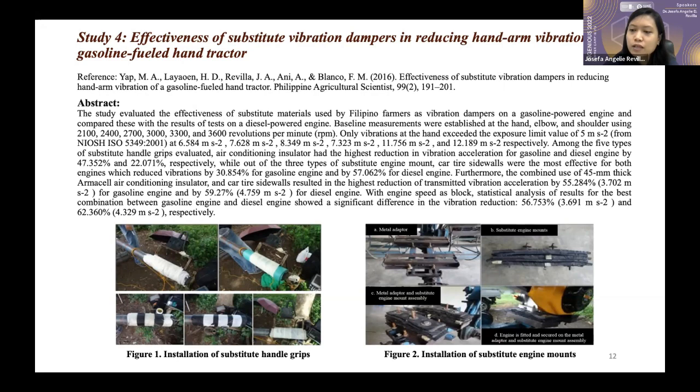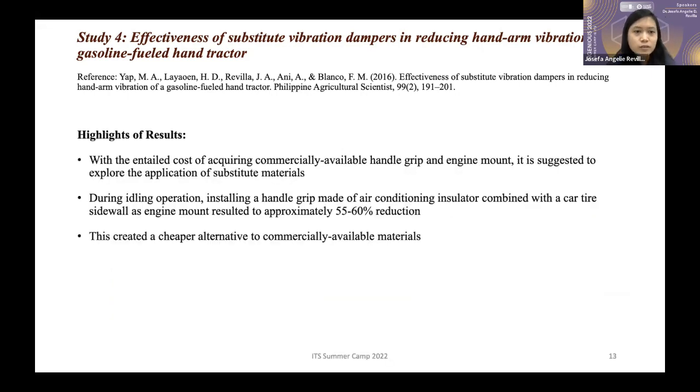For the substitute materials, for the handle grips, we used bicycle tire inner tubes, bicycle tire outer tubes, air conditioning insulators, and synthetic leather and cotton cloth. For the engine mounts, we used rubber pads, jeepney tire sidewalls, and car tire sidewalls. Again, 3 accelerometers were used, each placed on the hand, elbow, and shoulder of the operator. To summarize the results, with the entailed cost of acquiring commercially available handle grip and engine mount, it is suggested to explore the application of substitute materials.